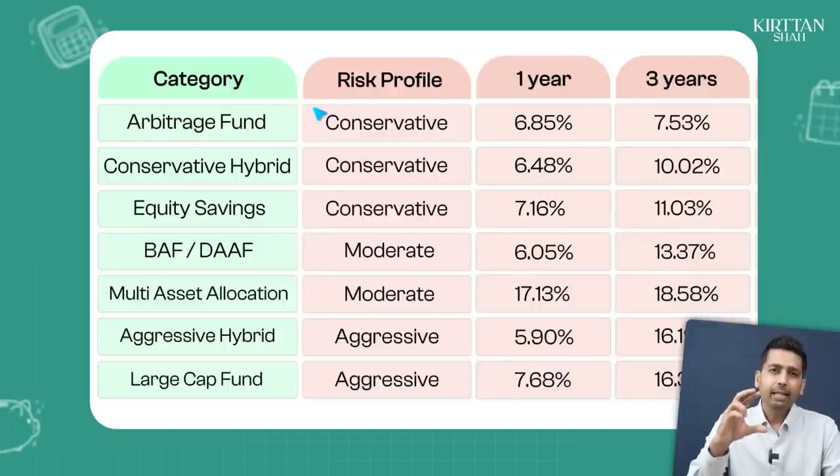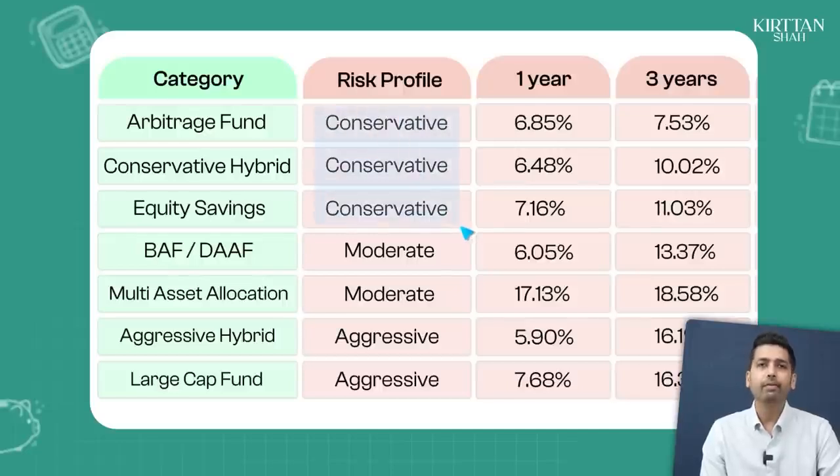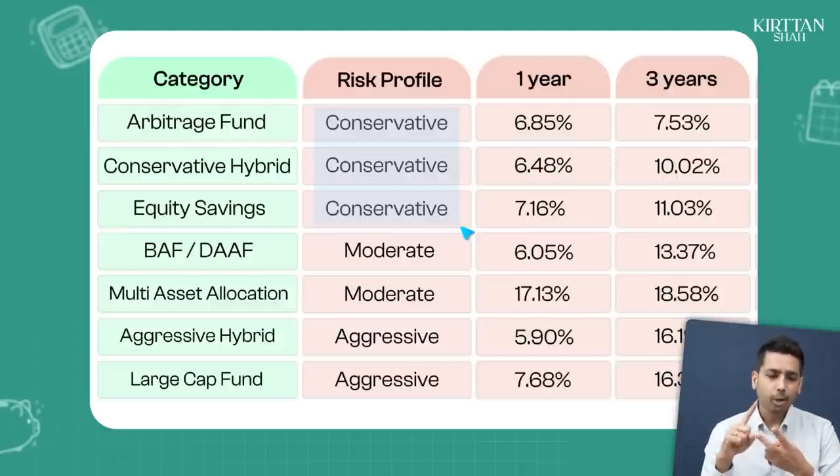Now that you've understood how these funds are different from each other, how are you going to be able to practically use this? Now, if you see, I have divided the 7 hybrid funds into risk profiles. So if you see, there are 3 funds out of the 7 that we've learned so far who are conservative in nature. You will see that the arbitrage fund is conservative, the conservative hybrid is conservative, and equity savings is conservative. So if there is somebody amongst you who is a conservative investor, then these are the 3 funds for you.